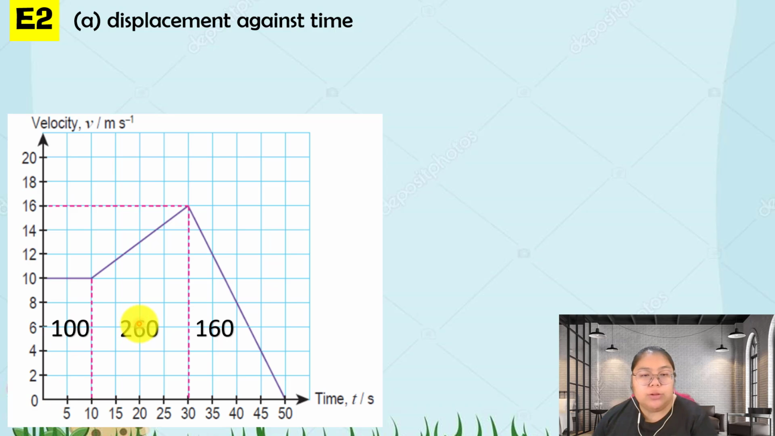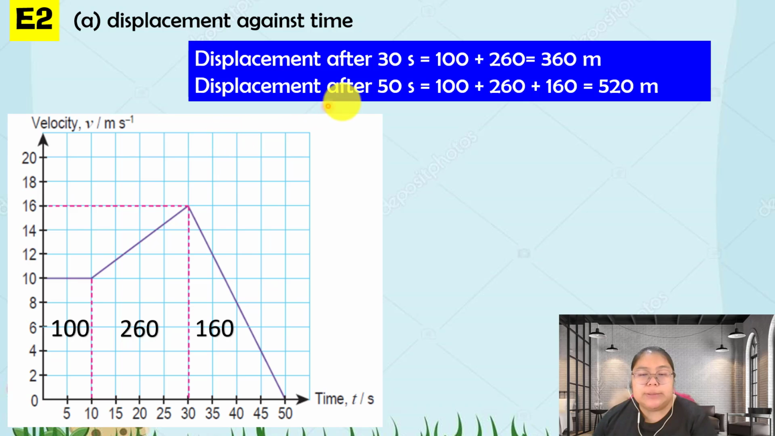Okay, 100, 260, 160. So that means the displacement after 30 seconds is how many? After 30 seconds means 100 plus 260, that's 360 meters. If I say after 50 seconds, the total displacement is 520 meters. Okay, for this overall, they're still in the same direction. They never move in the opposite direction.